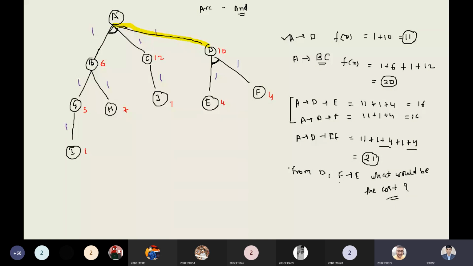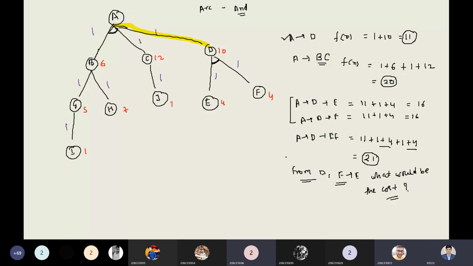16, sir. Okay, so how can you sustain that? Sir, because we have taken both the paths from A to D, E and A to D, F separately, and that is less than the arc path. See, A to D is clear and A to BC is clear, so we are choosing A to D. That's why I already highlighted that point. But from D to E and D to F we have a choice. So from D, if you're moving F to E or E to F, what would be the cost? That is my point.